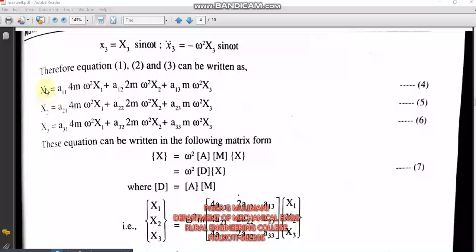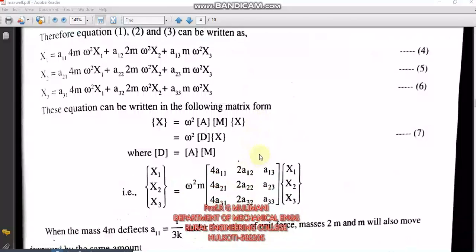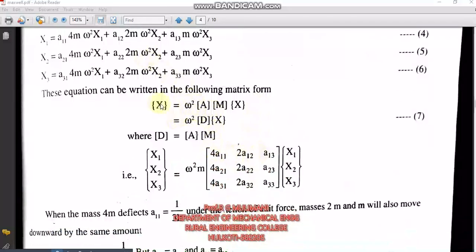So these 3 equations can be written in the form of matrices: x1, x2, x3, x1, x2, x3, and here omega square and m are common in all the terms, so omega square and m are taken outside. The influence coefficients are A11, A12, A13, A21, A22, A23, A31, A32, A33, and they are also multiplied with the masses. M is taken outside, so the remaining values are 4, 2, 1, 4, 2, 1, 4, 2, 1. You have to write the equations in this form.